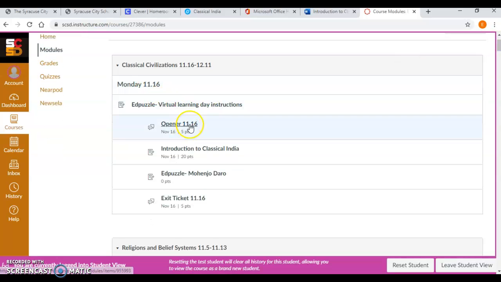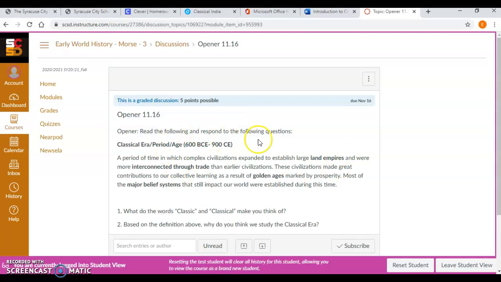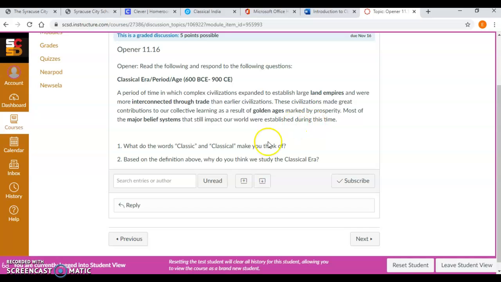If you look here, you have an opener for today. That opener is really just a reading about the classical era. You're going to read about what classical civilizations are, and then you're going to answer both, not just one, both of these questions. What do the words classic and classical make you think of? And based on the definition above, why do you think we study the classical era?